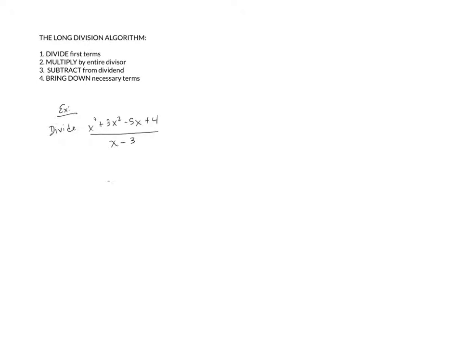So here's an example I've written. And I'm asking you to divide the polynomial on top by the polynomial on bottom. So we're going to set this up just like we would have when we were kids. We're going to build the little house. And underneath the house goes the dividend, x cubed plus 3x squared minus 5x plus 4. And on the outside of the house goes the divisor, which is x minus 3.